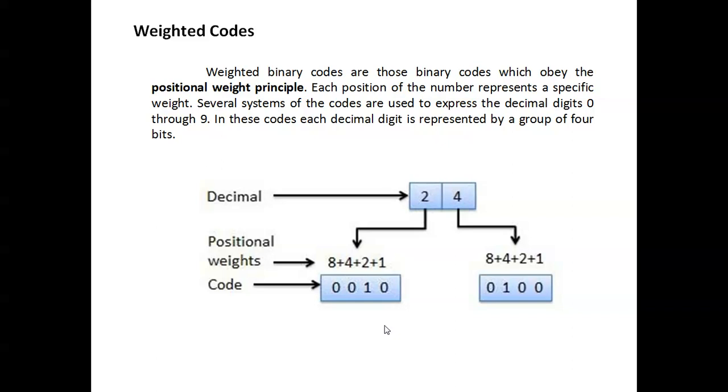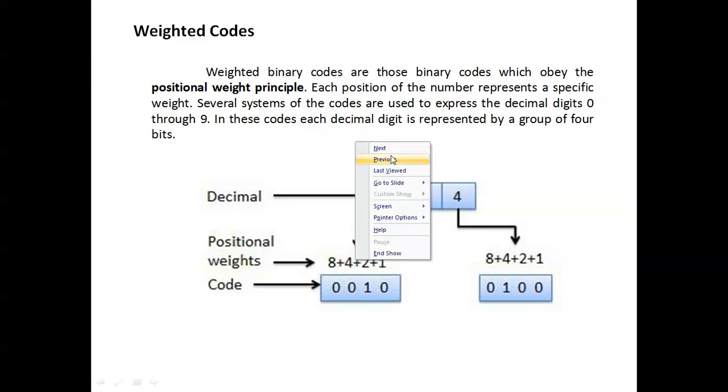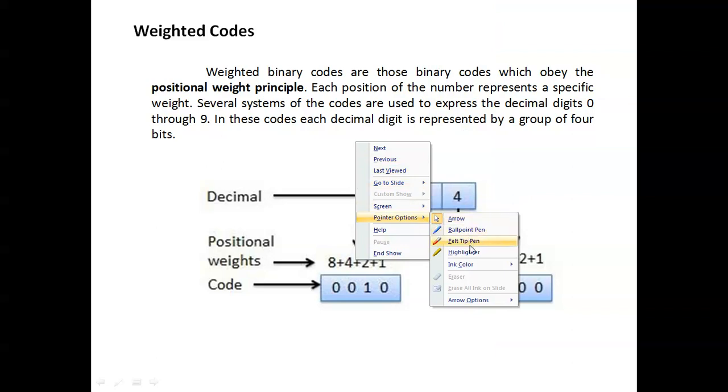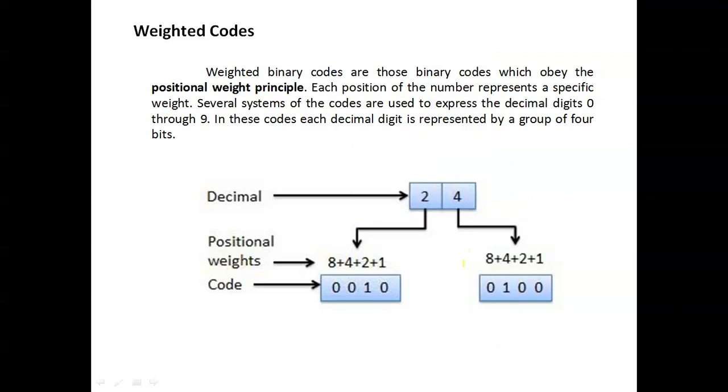Weighted codes are also binary codes, which obey the positional weight principle. That is called weighted codes. For example, the decimal number is 24. For 2 the binary code is 0100, and for 4 the binary code is 0010.